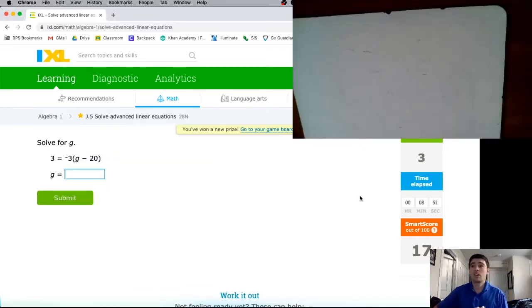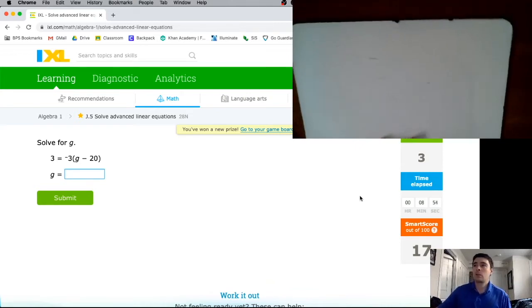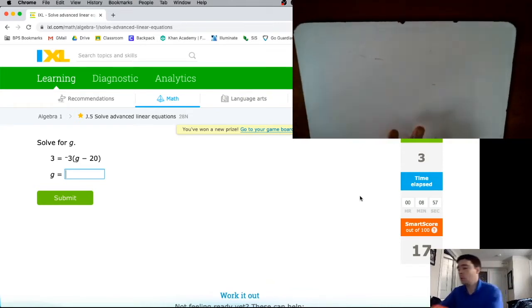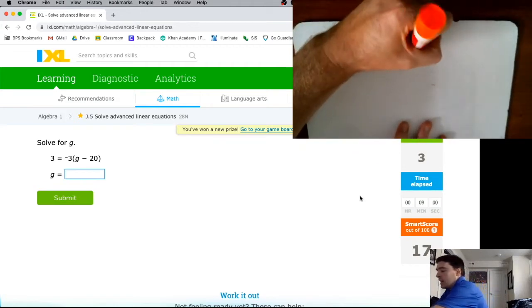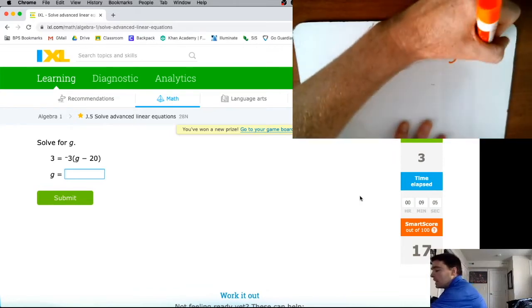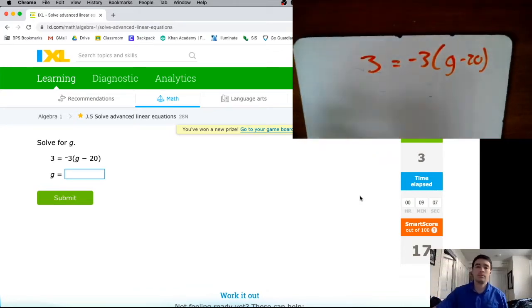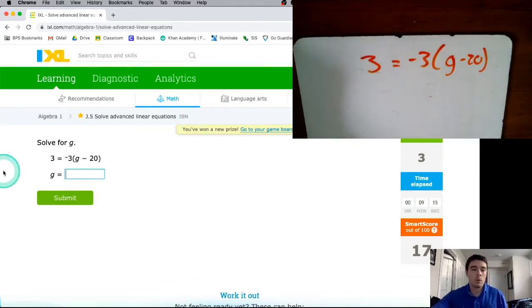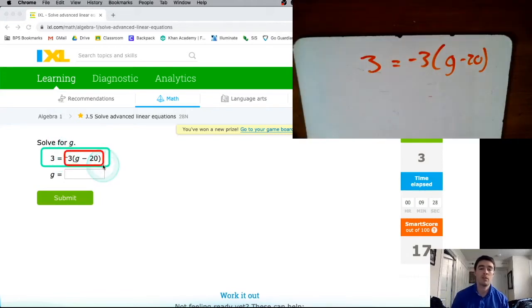Alright, for the next equation, now they're going to make it a little more complicated. They give us 3 equals, and now we see negative 3 outside parentheses and g minus 20 inside those parentheses. So the way this equation is a little more advanced is it's what we call in math factored form. They're using parentheses. So I'm going to go ahead and mark this up a little bit. In the green box here, if we take a look, I'm going to put a red box around the right side of this equation and just focus on the right expression for a second.